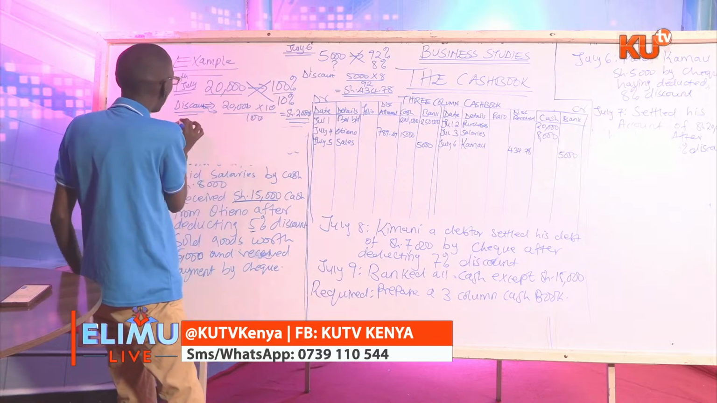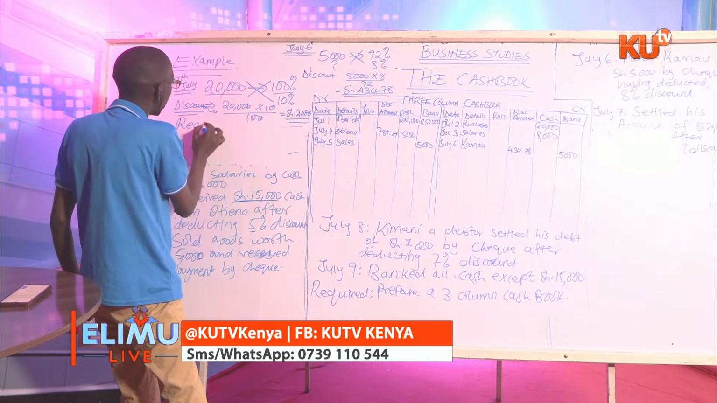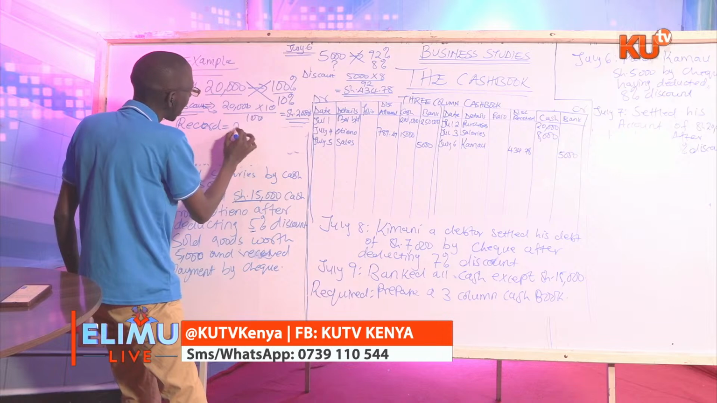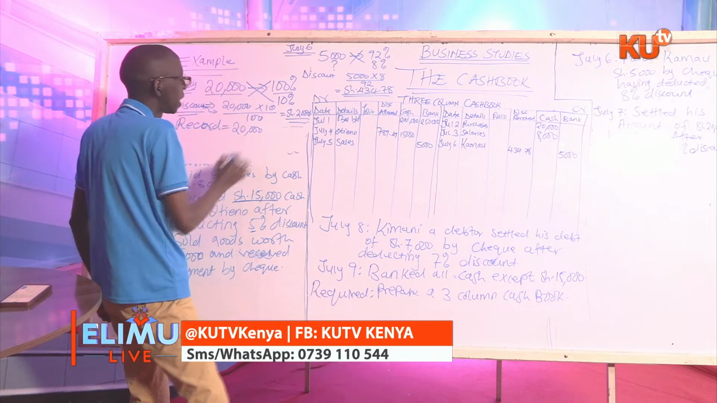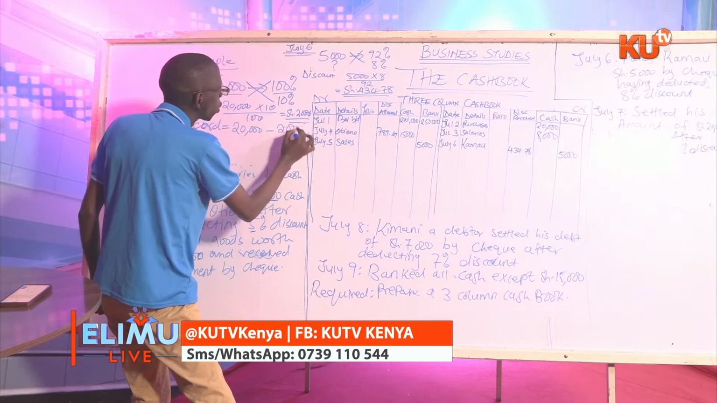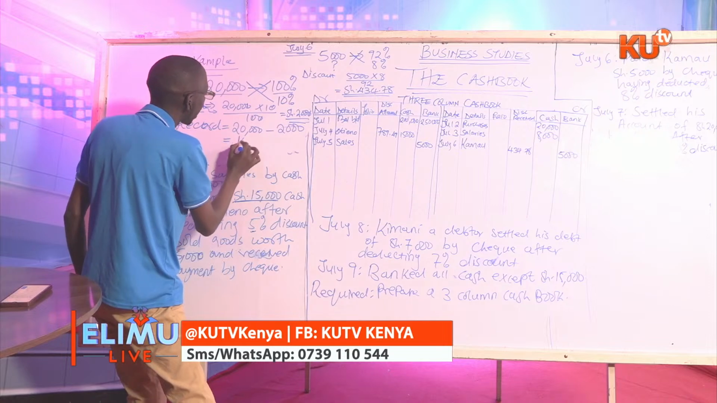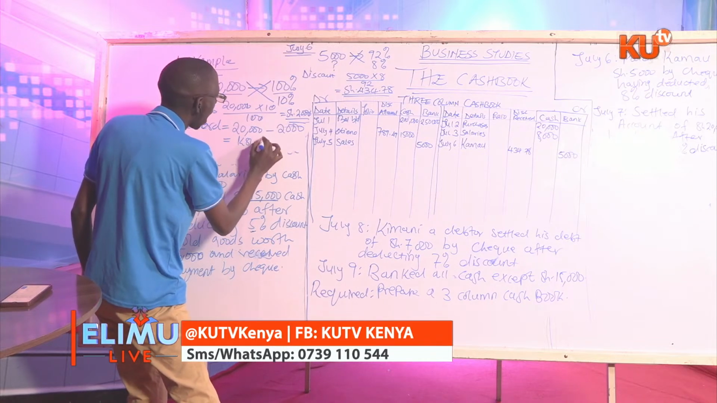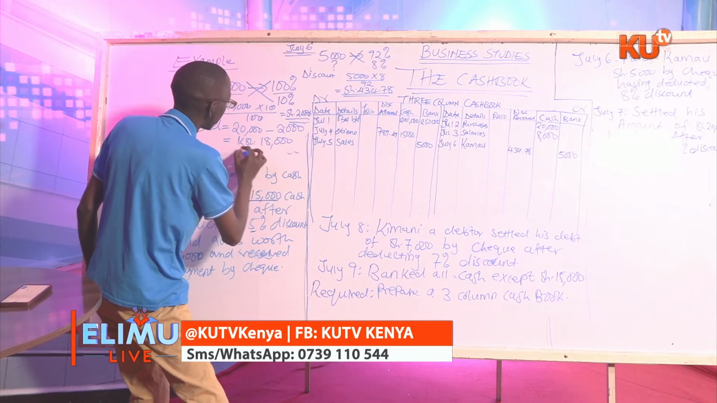So what are we going to record? The amount to record: you will take the full debt, 20,000, minus the discount, 2,000. So you will record Kenya shillings 18,000.